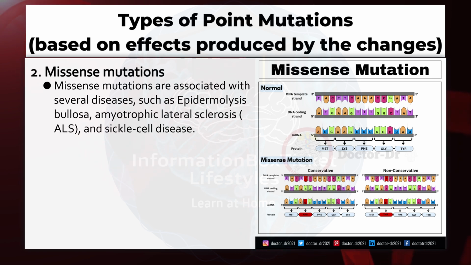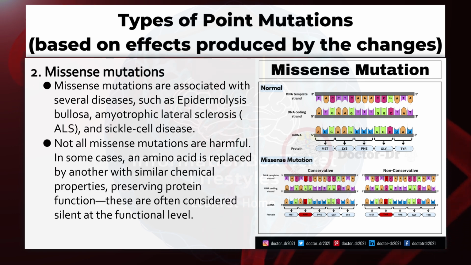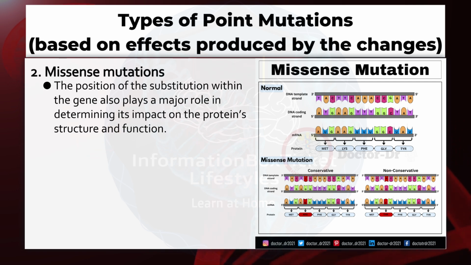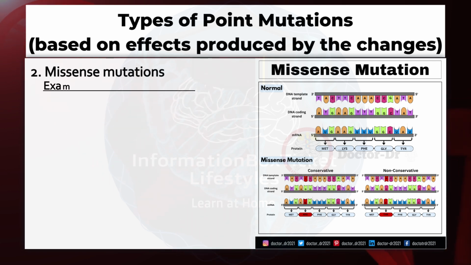Missense mutations are associated with several diseases, such as epidermolysis bullosa, amyotrophic lateral sclerosis (ALS), and sickle cell disease. Not all missense mutations are harmful. In some cases, an amino acid is replaced by another with similar chemical properties, preserving protein function. These are often considered silent at the functional level. The position of the substitution within the gene also plays a major role in determining its impact on the protein's structure and function.